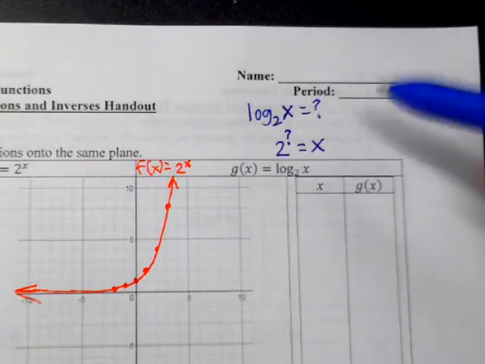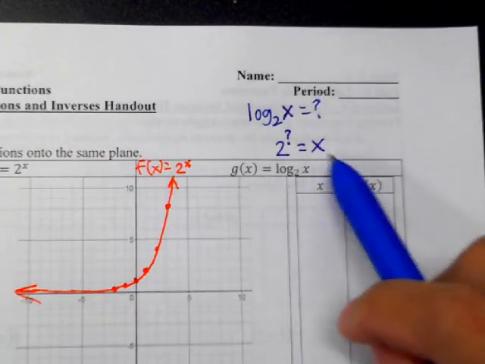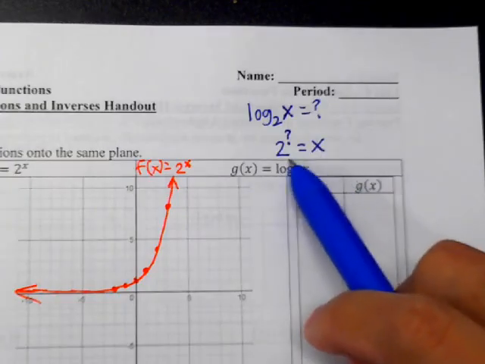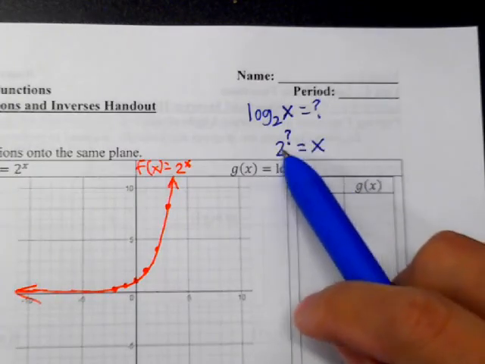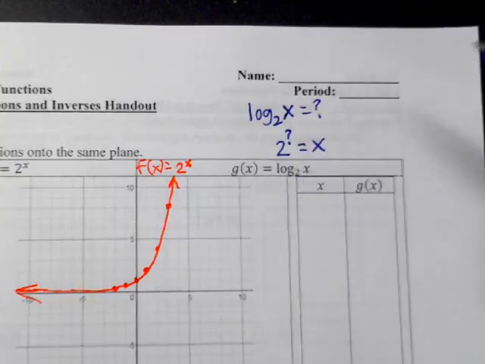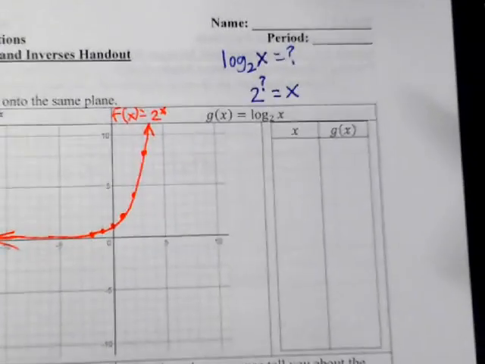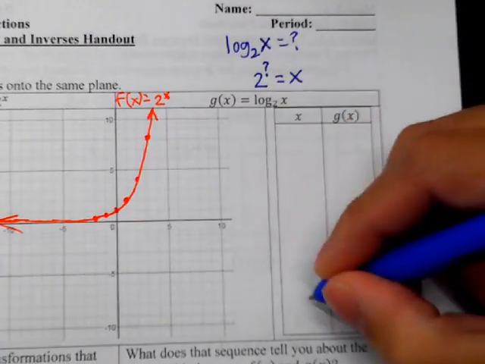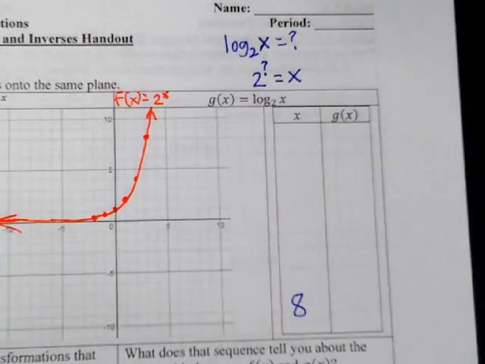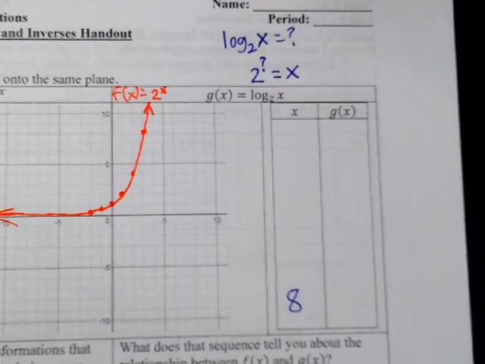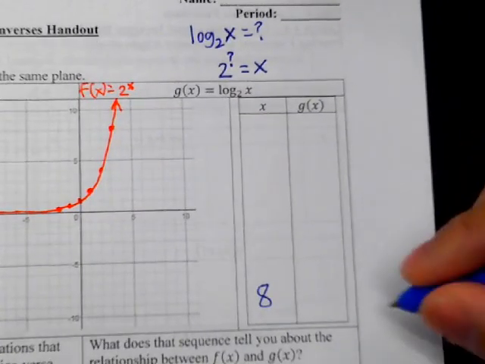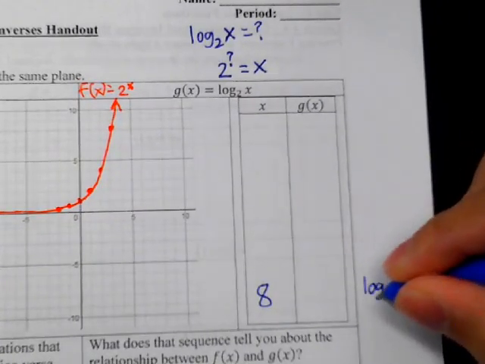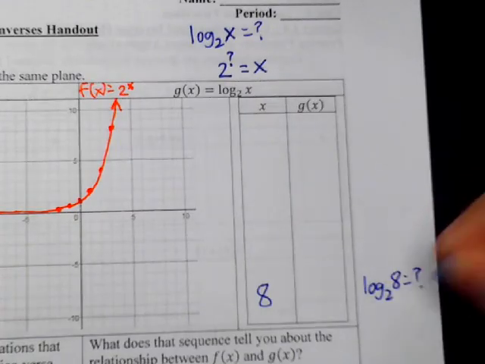Okay, so with that in mind, the good x values will be powers of 2, right? It'll be 2 to some unknown exponent. So I know that a power of 2 would be 8. Again, the calculation that I'm really doing here is figuring out what log base 2 of 8 equals.